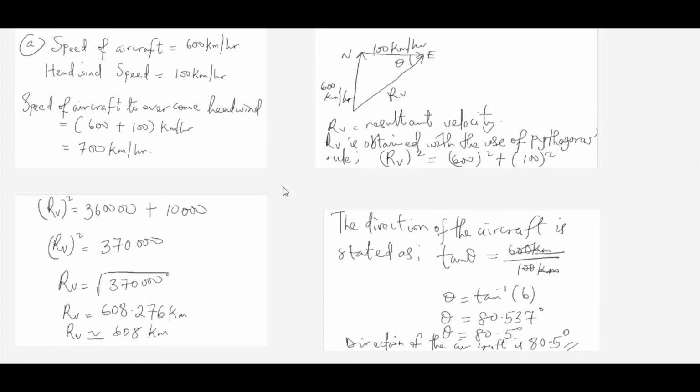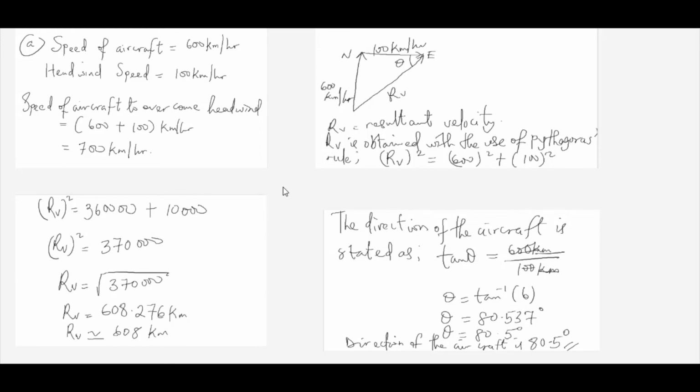So with that, the resultant velocity RV squared is equal to 600 squared plus 100 squared. RV squared is equal to 360,000 plus 10,000. That gives 370,000. RV is equal to the square root of 370,000. The resultant velocity now is 608.276 km per hour, which is approximately 608 km per hour.